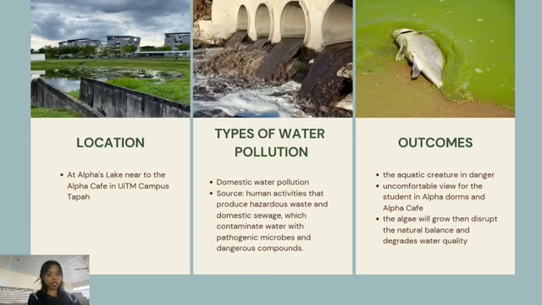For our case study, we were investigating the water condition at Alpha Lake. The type of water pollution that has been determined in Alpha Lake is domestic water pollution. This is because of human activities that produce hazardous waste and domestic sewage, which contaminate water with pathogenic microbes and dangerous compounds. The outcomes of this water pollution are that aquatic creatures are endangered, there is an uncomfortable view for the students in Alpha and the dorms of Alpha cafes, and algae will grow, then disrupt the natural balance and degrade water quality.